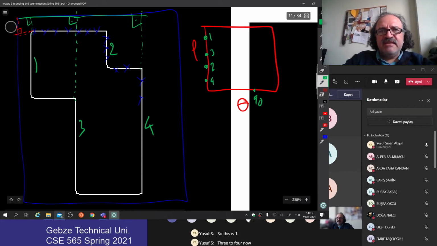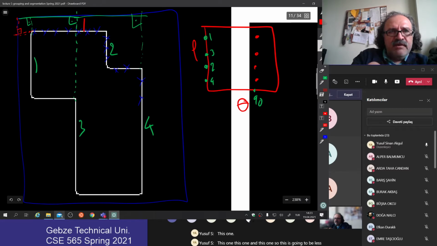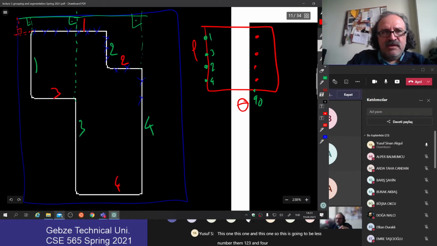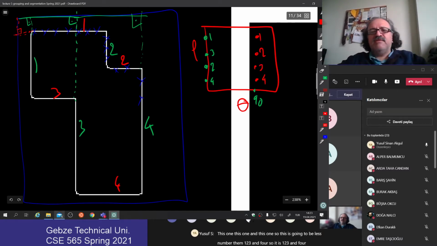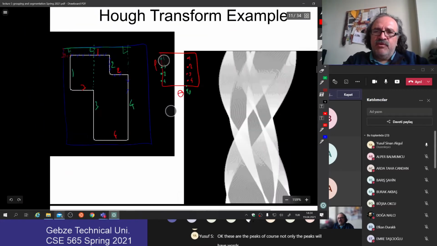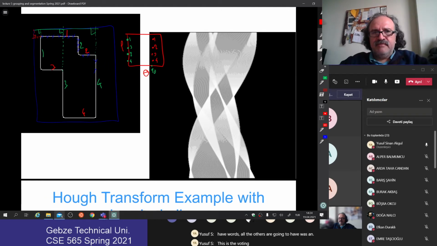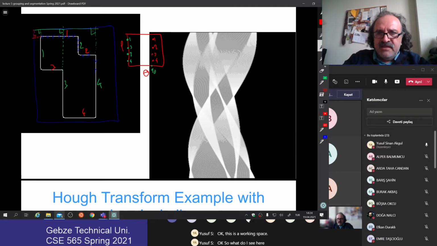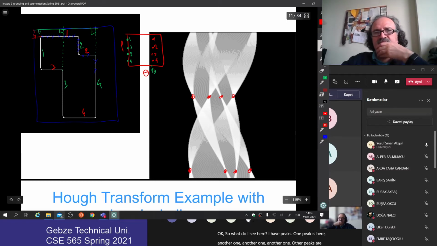Now the theta value for these is 90, so I am going to do this one, this one, this one, and this one. Let's number them: 1, 2, 3, and 4. So this is what I'm going to see. These are the peaks. Of course, not only the peaks will have votes, all the others are going to have votes. And this is the voting space. So what do I see here? I have peaks. One peak is here, another one, another one, and another one. Other peaks are here. You see the peaks, right?